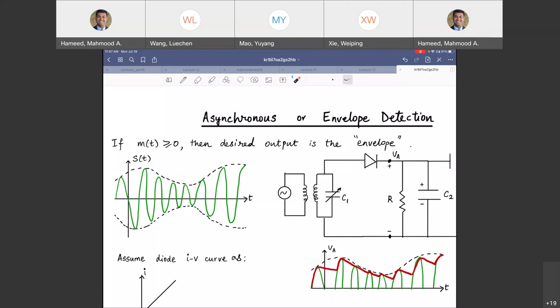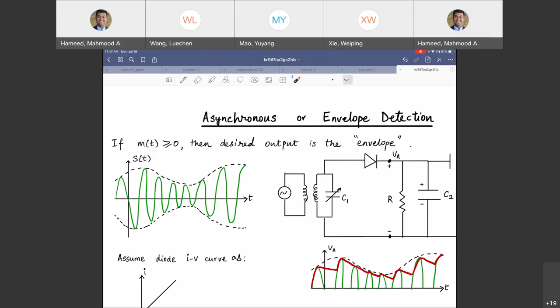We talked about that. If m of t goes below zero, then you will have a phase reversal when you multiply m with a cosine. And because you have the phase reversal, the information is no longer in the envelope, right? So it will not go this way. It will go this and this, right? The envelope that you track will be of something else. So you have to make sure that m of t is greater than zero.